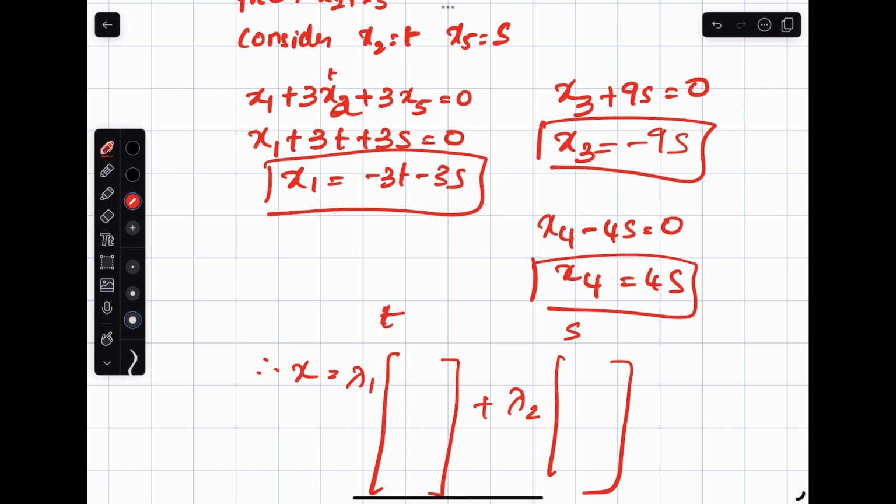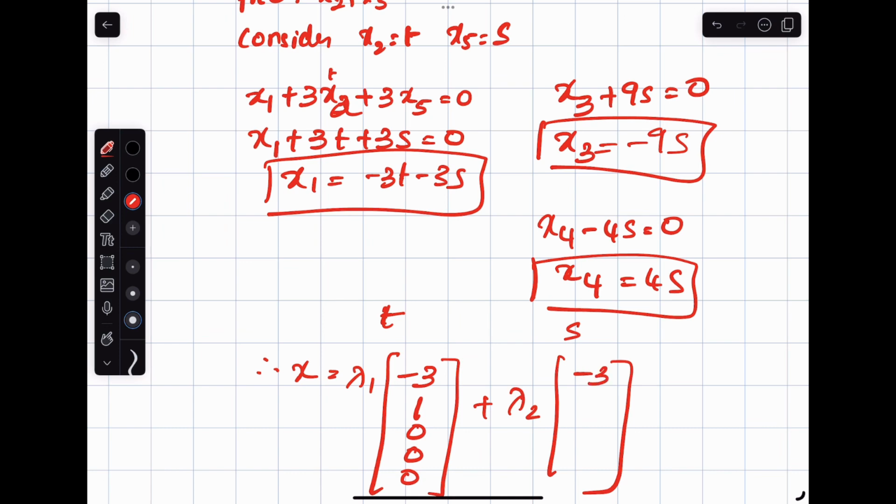Now you have to check in the first equation, x1, whether it has t. Yes, it has, which is minus 3. Write the coefficient of it. Then x2, it has t. Yes, 0. Then x3, it doesn't have. x4 doesn't have, x5 doesn't have.